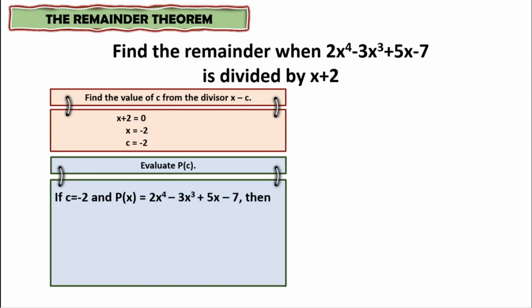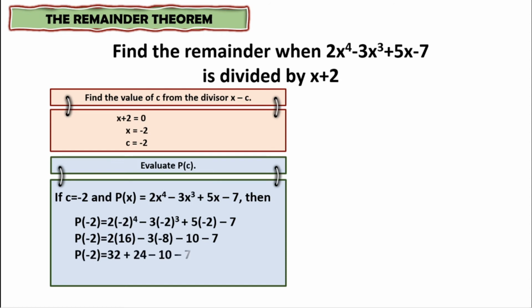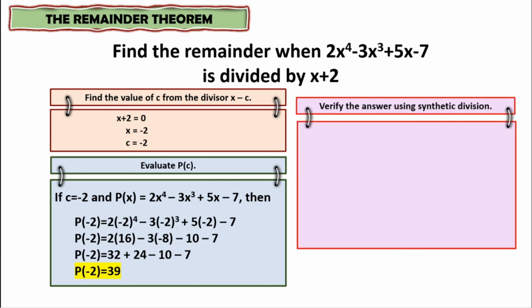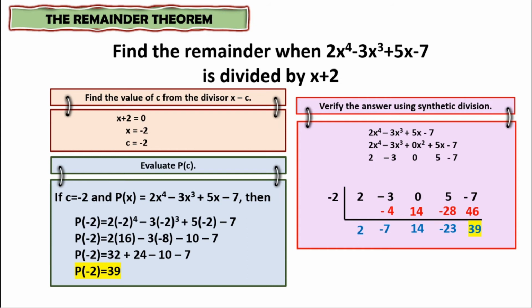If c is equal to negative 2, then p of c, or p of negative 2, is equal to 2 multiplied to negative 2 raised to 4 minus 3 multiplied to negative 2 raised to 3 plus 5 multiplied to negative 2 minus 7. Simplifying this using the PEMDAS rule, we can obtain p of negative 2 is equal to 39, or the remainder is 39. Verifying the answer using synthetic division, we can also obtain 39 as the remainder.